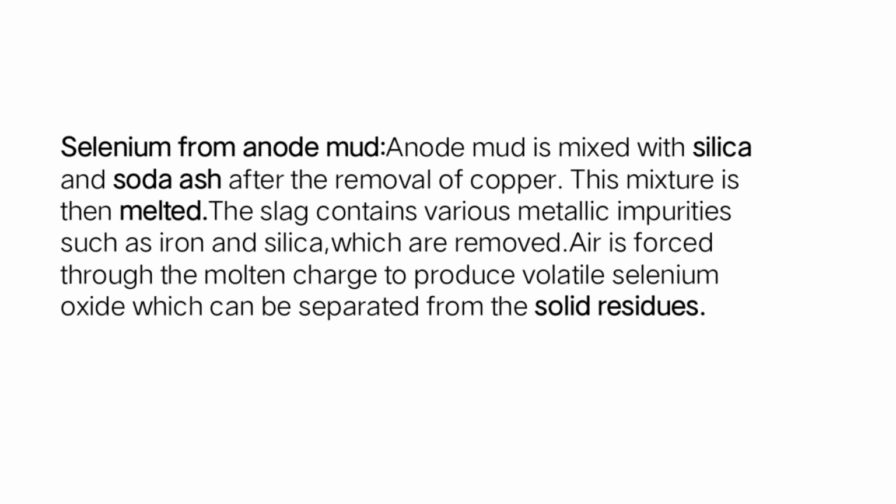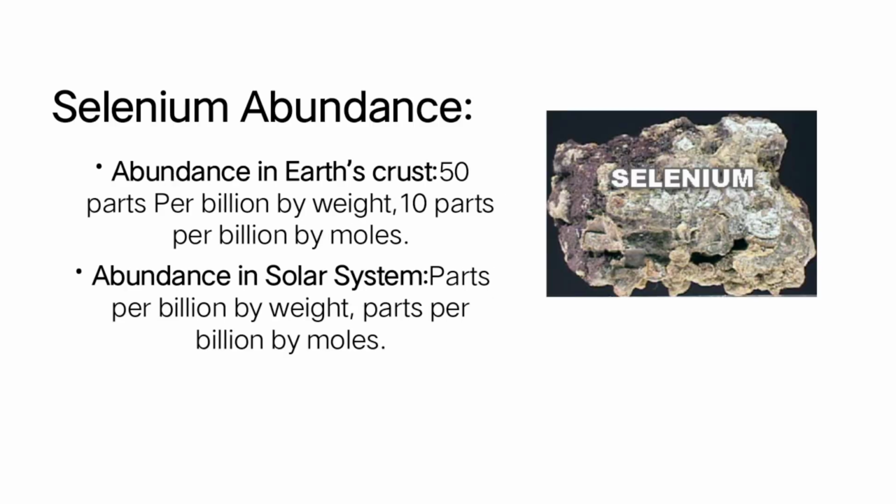Selenium from anode mud. Anode mud is mixed with silica and soda ash after the removal of copper. This mixture is then melted. The slag contains various metallic impurities such as iron and silica, which are removed. Air is forced onto the molten char to produce volatile selenium oxide, which can be separated from the solid residues.